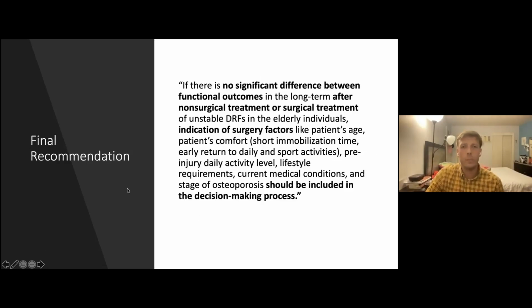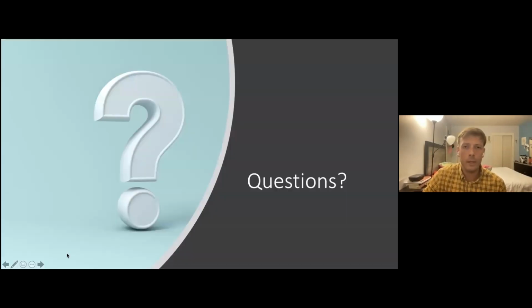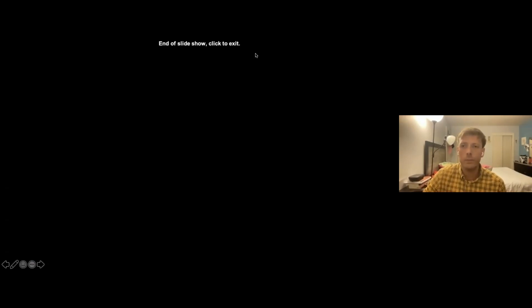So the final recommendation of the paper: if there's no significant difference in functional outcomes long-term after non-surgical or surgical treatment, then really it comes down to indications for surgery. Factors like the age, patient's comfort, lifestyle requirements, current medical conditions, and stage of osteoporosis should all be included in the decision-making process as far as taking the patient into surgery. And that kind of sums up everything. Any questions?